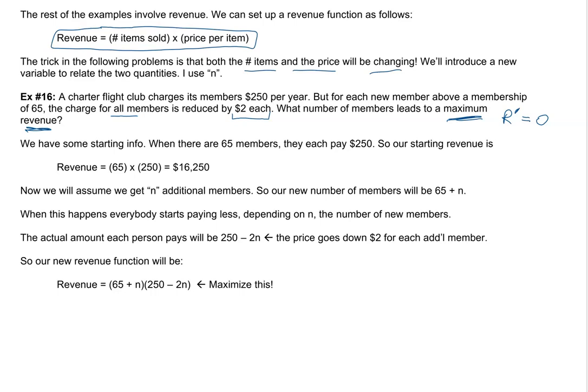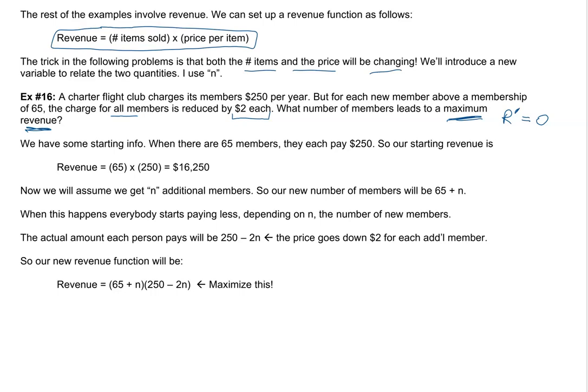So we do have some starting information. When there are 65 members, they each pay $250. So our starting revenue would be 65 people, that would be the number of items, memberships, times $250 per membership, equals $16,250. So that's the current revenue. Let's see if we can do better.